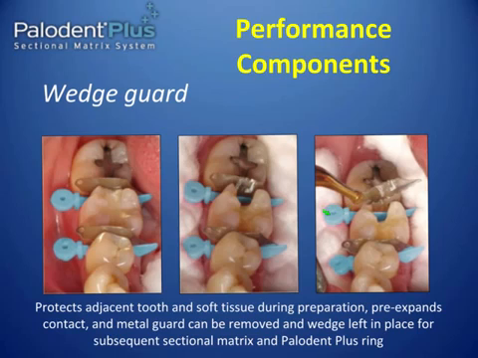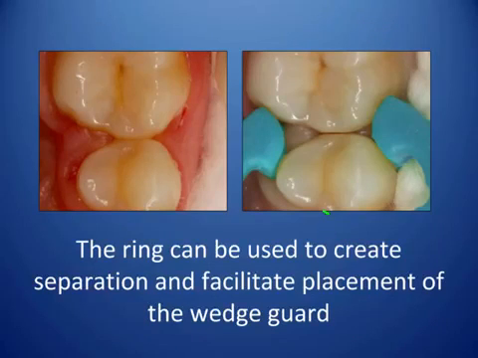As a clinical tip, one of the things about using a wedge guard is we're putting that in pre-operatively, right? The teeth are often already in contact with one another, so it isn't always easy to slide that wedge guard in place. One clinical tip is I use the ring to my advantage. I anesthetize the patient, and then as the patient is getting numb, I'll place that ring on the tooth we're working on. That has a couple of advantages.